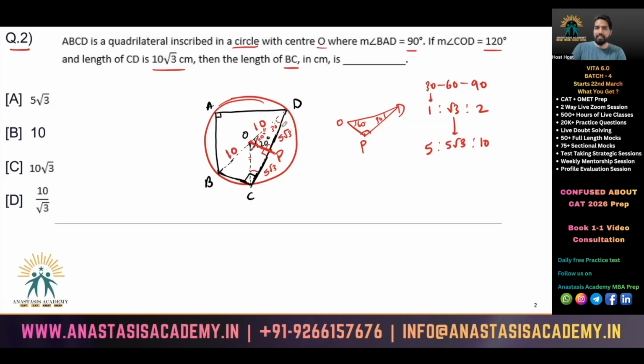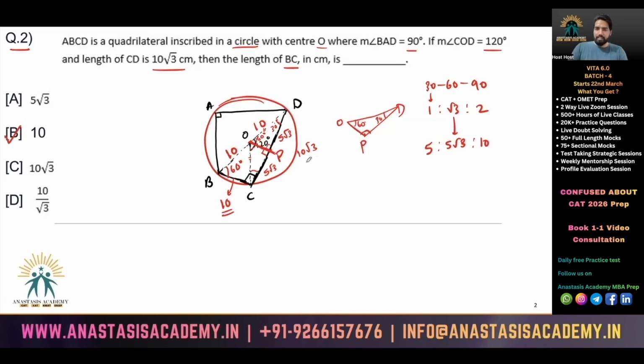And we have this side CD as 10 root 3. Now I can find the value of BC by using the Pythagoras theorem in this triangle BCD because it's a right angle triangle. Or you can use 30, 60, 90 in this triangle also. This angle is 30, this is 90, so this must be 60 degrees. The side opposite to 60 is given as 10 root 3, so the side opposite to 30 degrees would be 10. So BC is equal to 10. The correct answer is option B.